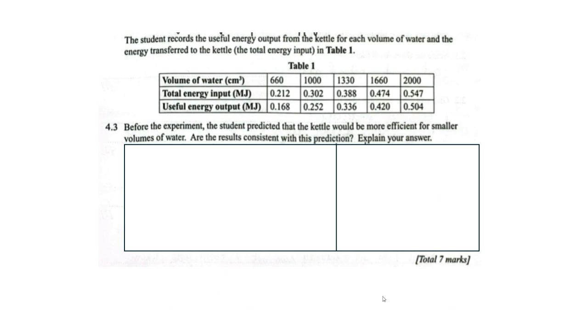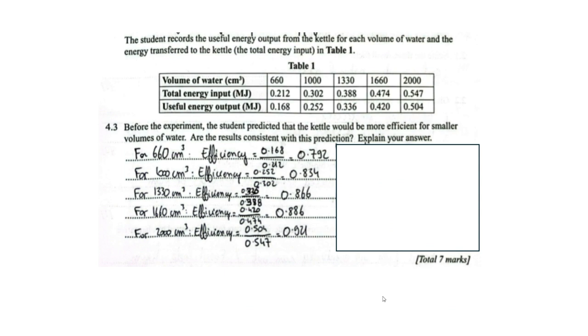So here you're going to have to calculate the efficiency for each volume. Okay, for the first one, the useful energy output is 0.168 and the total energy input is 0.212. So the efficiency is 0.792 or 79.2%. And you're going to do the same thing for all the volumes, and these are all the values you find.